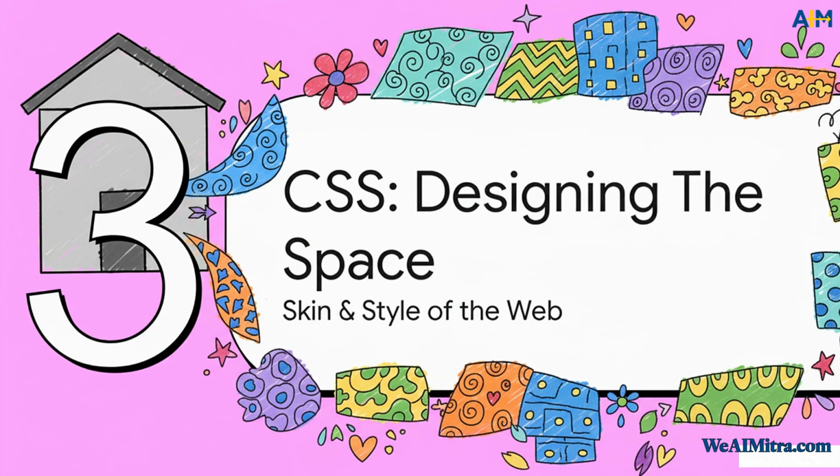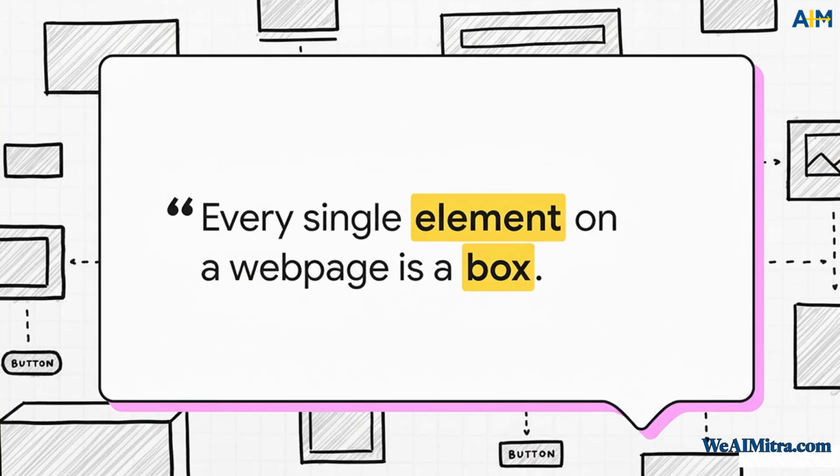Okay, so our house has walls and a roof, but let's be honest, right now it's just a big, boring gray box. To make it feel like a home, we need to design the space. And that's where we bring in CSS to add all the skin and the style. Now, before we get into the nitty-gritty of CSS, you need to get this one single, incredibly powerful idea. Just let it sink in for a second.